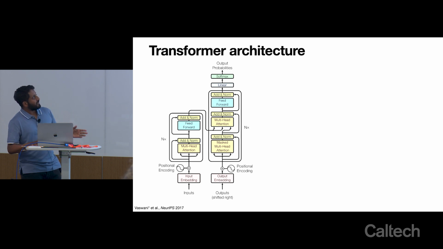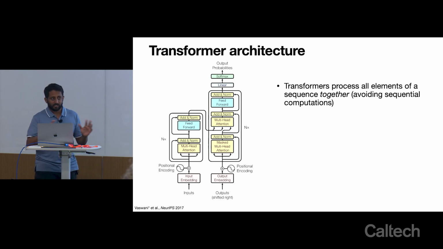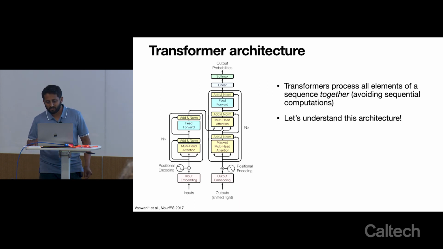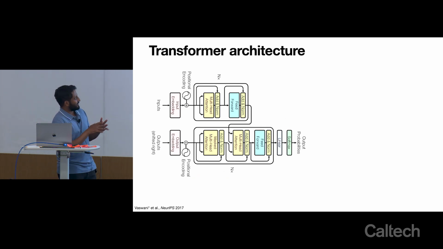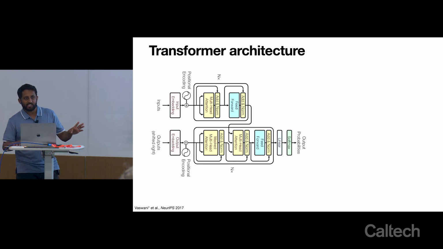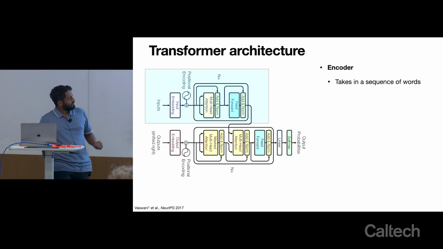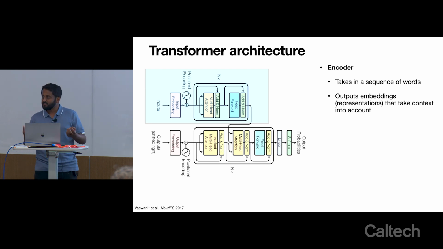Okay, so transformer architecture. So remember that the key advantage of the transformers is they process all elements of a sequence together. Okay, so we want to avoid any sort of sequential computations. So let's dive in and try to understand this architecture a little bit. Okay, so I'm gonna flip it on its side. Same thing you just saw, rotated. Okay, so there are two pieces here to the transformer. Just like before, we have an encoder. And that encoder is going to take in a sequence of words. And it's going to output what we call embeddings, or representations is another word.